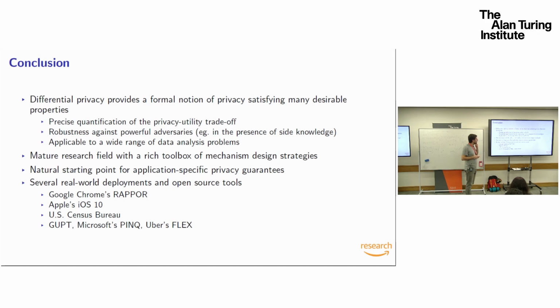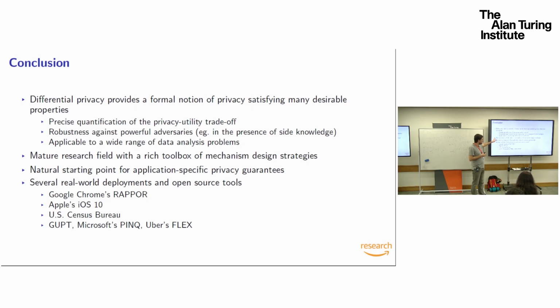Okay, finally, the conclusion slide. I hope I've made the point that differential privacy provides a formal notion of privacy with many desirable properties. In particular, and I want to emphasize this again, we have a precise way to quantify the privacy utility trade-off. Differential privacy is robust against adversaries that have side knowledge, which is a very strong assumption on what an adversary can do. And this definition can be applied to a wide range of data analysis problems. Maybe it doesn't solve everything, but I think it's a good start.